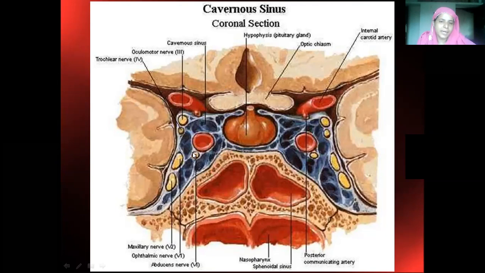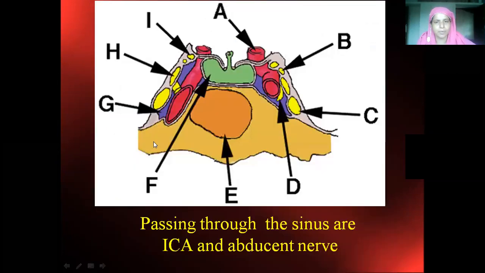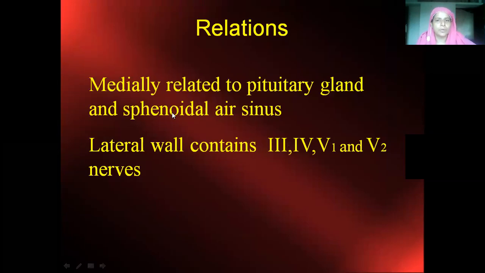Okay. Laterally, the part of the brain to which the cavernous sinus is related is actually the temporal lobe, and the specific name given to this temporal lobe is uncus. Uncus. Okay. Now when you talk about relations, medially it is related to the pituitary gland and sphenoidal air sinus, which I have shown you just now. Laterally we have oculomotor, trochlear, ophthalmic and maxillary divisions of trigeminal.